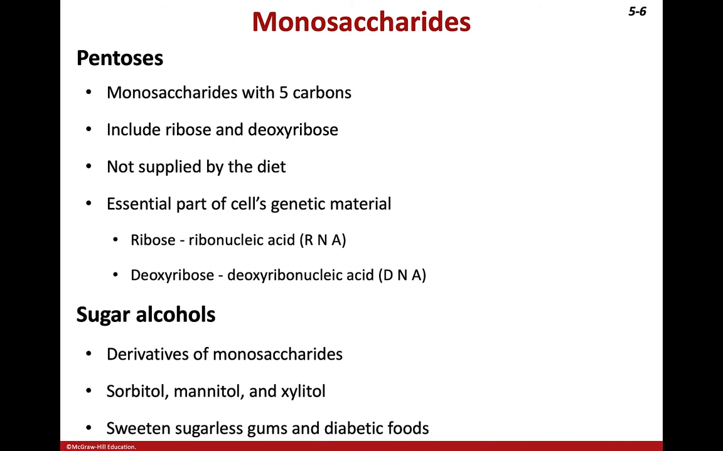Okay. Also, we have sugar alcohols, and these are derived from monosaccharides. And the ones that you're commonly going to see are sorbitol, mannitol, and xylitol. Notice they all end with OL. Now, these are items that are used to sweeten sugarless gums and diabetic foods.